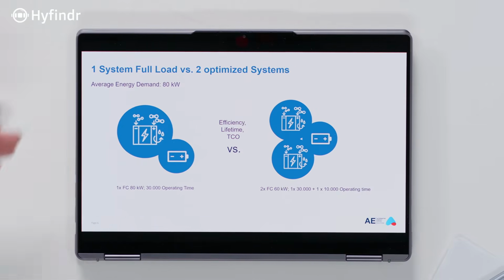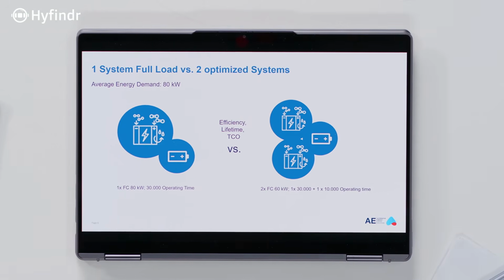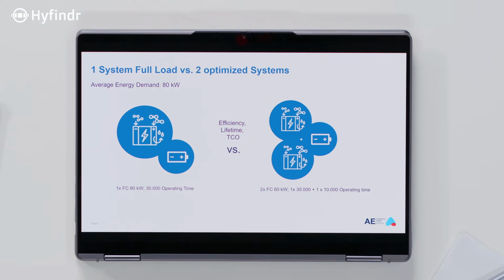Okay, understood. So that's some of the play. Is there more to know when you are in the mode of tuning, to get the most out of your system? To get the most out of your system, let's have a look at this slide here. So when you have a power demand, also power demand 80 kilowatt, what are the KPIs or the numbers that we're talking about? We're always talking about efficiency, we're talking about lifetime and we're talking about TCO.